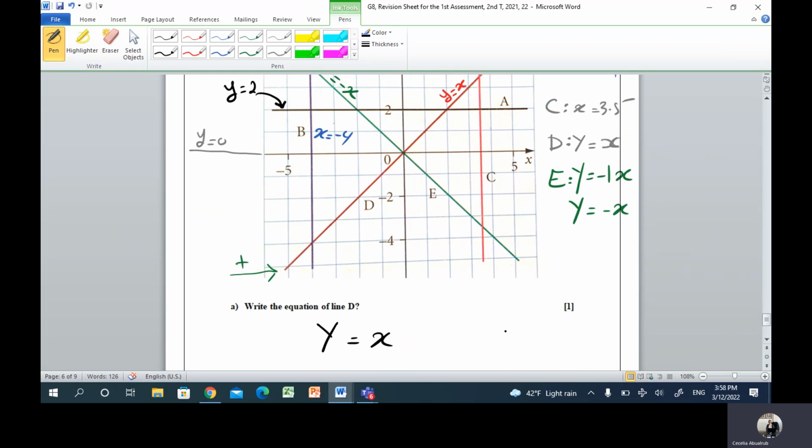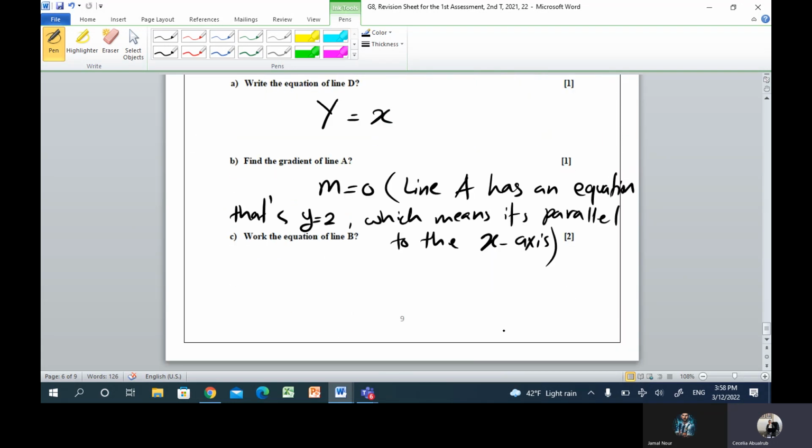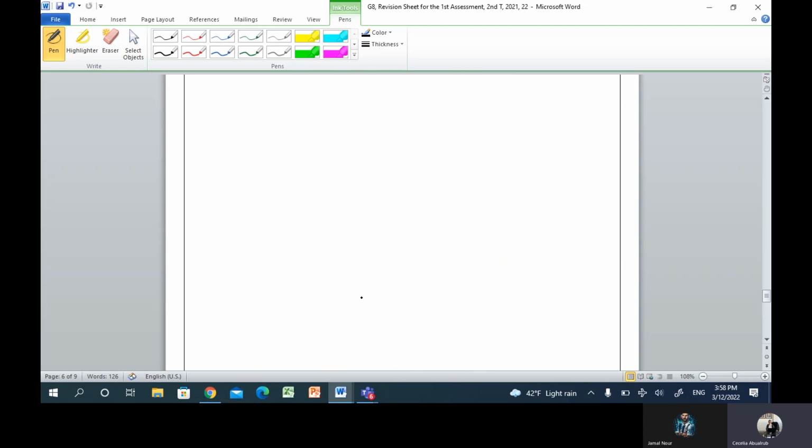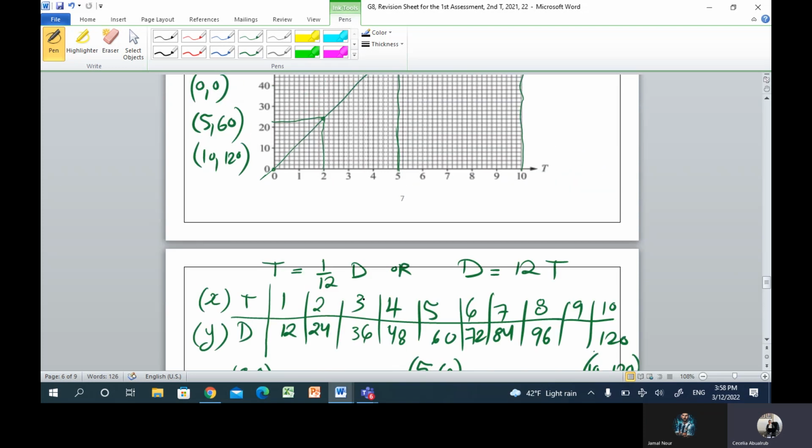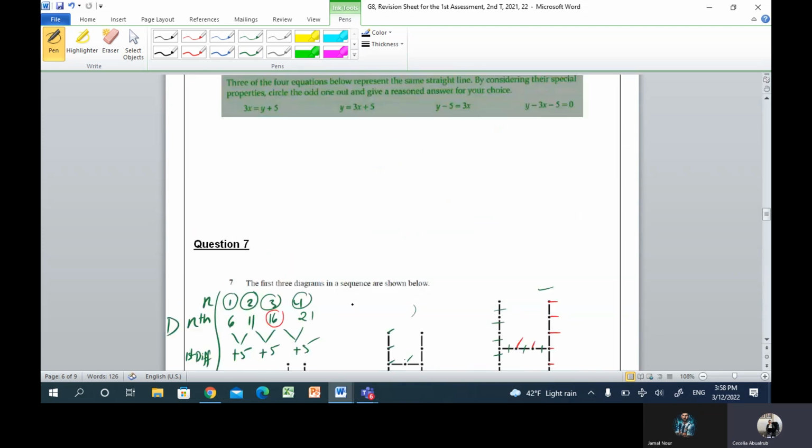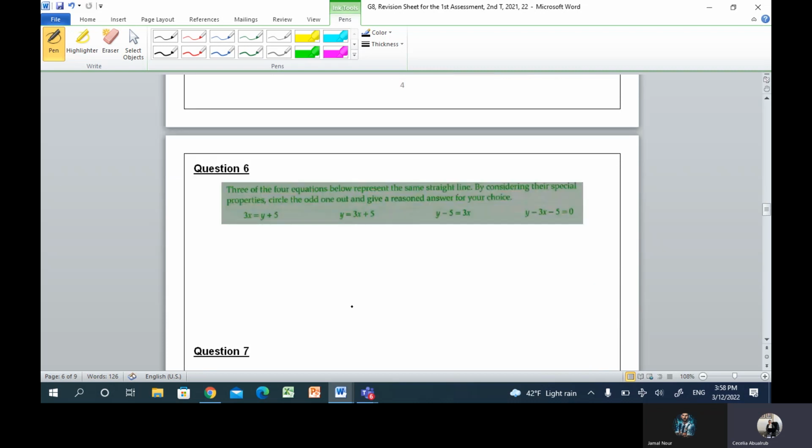Work out the equation for line B. I explained earlier how we found it out. So it will be x equals negative 4. Okay, so I think here we finished the hard questions. Let's do the rest of the questions very quickly.